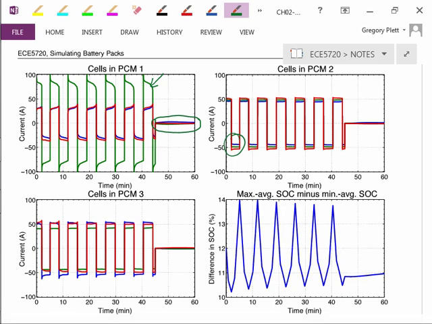And then the maximum average SOC minus the minimum average SOC is a single line. In the previous plot we saw the average SOC for each PCM. Now we look at the maximum deviation, and we see that we go up to a maximum of around 14% SOC difference between cells. And if we want to keep the cells safe, then we need to be really careful.